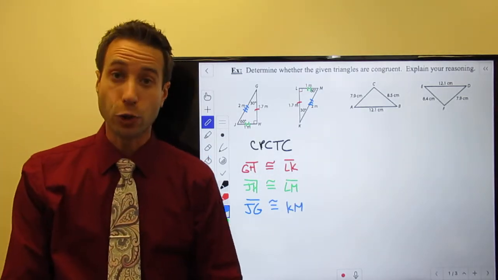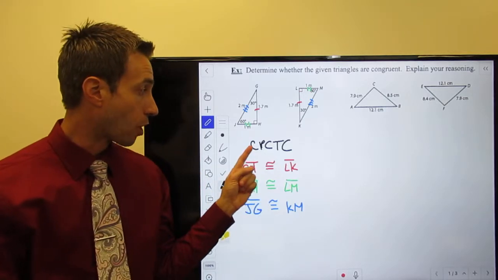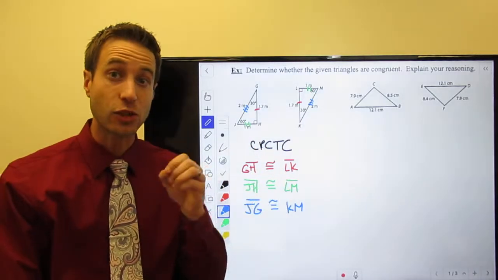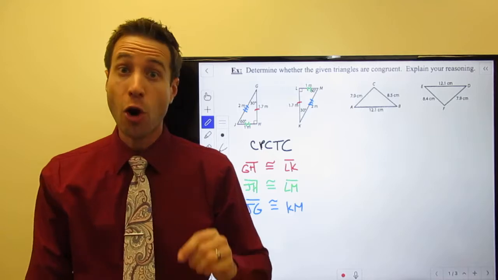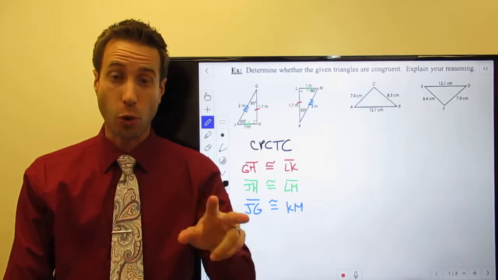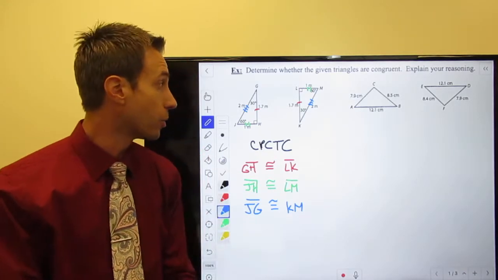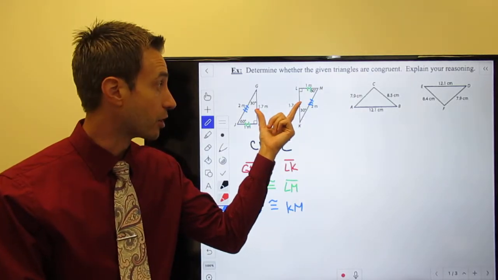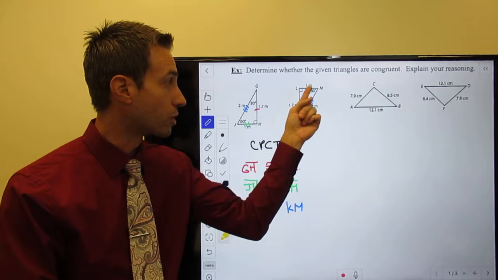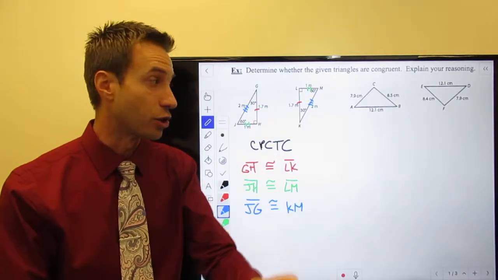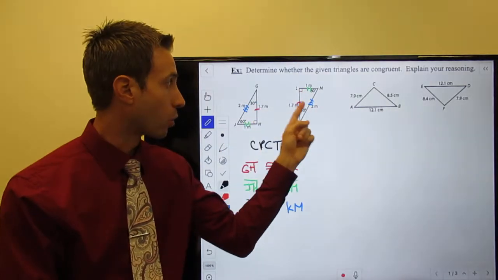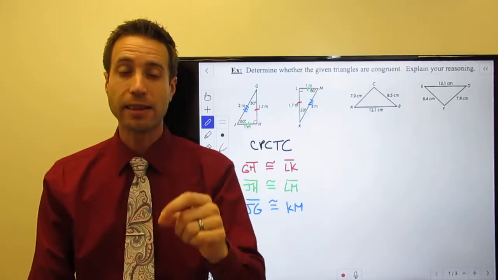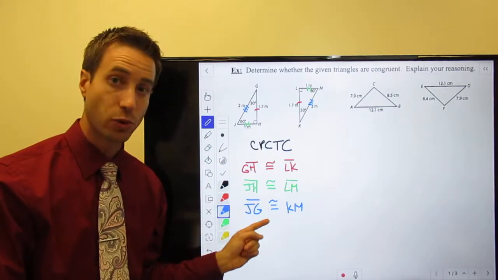So far, we're off to a great start. In order for CPCTC to work, I have to show that the pairs of corresponding sides are congruent. Well, so far I've done that. These two are corresponding sides, and they're congruent. The green ones are corresponding sides, and they're congruent. The blue ones are corresponding sides, and they're congruent. So far I'm off to a great start.